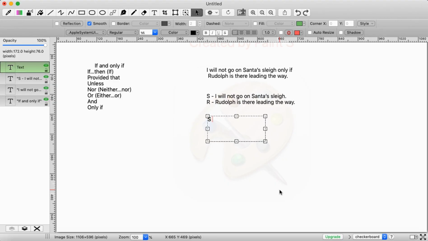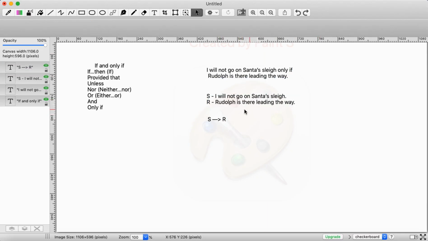What this means is that whatever's first goes first, and whatever's second goes second. S to R. And that's what "only if" means. It's the same as "if then." So I will not go on Santa's sleigh only if Rudolph is leading the way. That means S to R: I will not go on Santa's sleigh, therefore Rudolph is there leading the way.